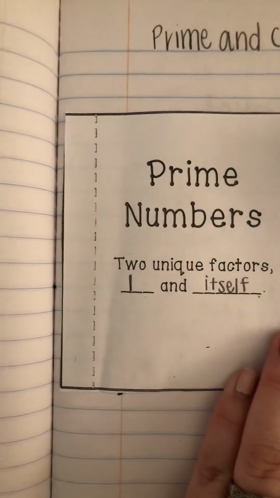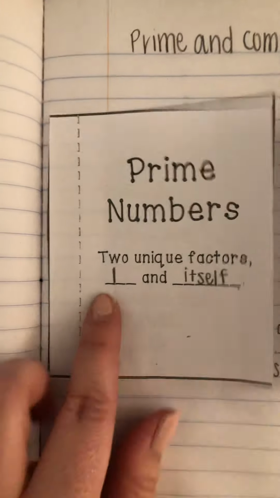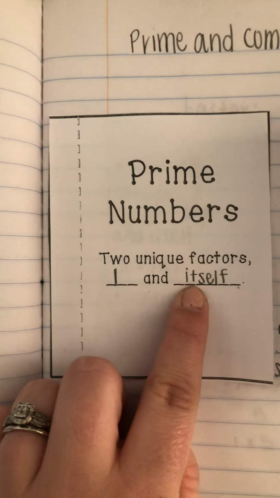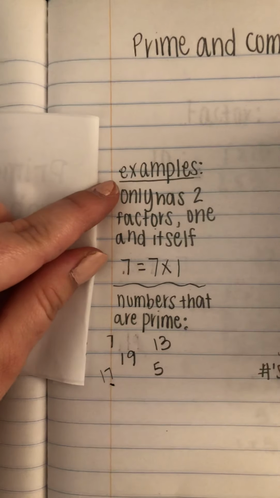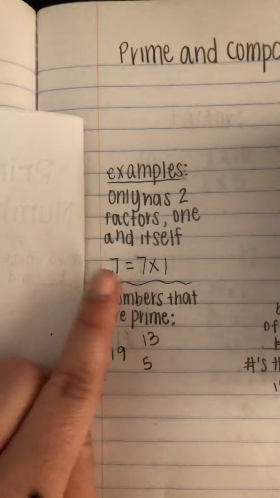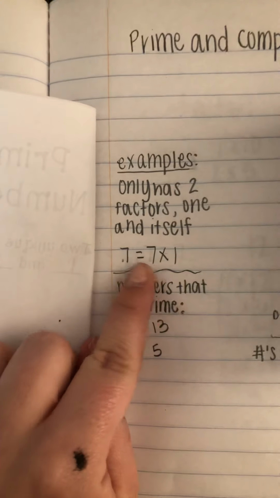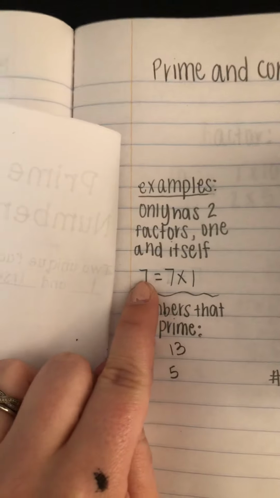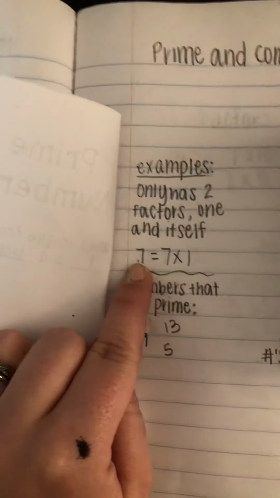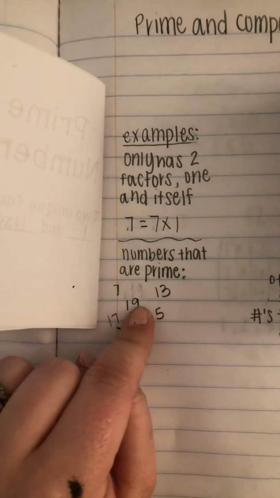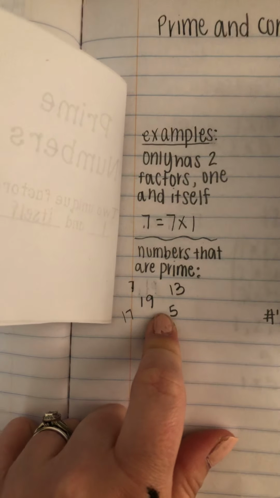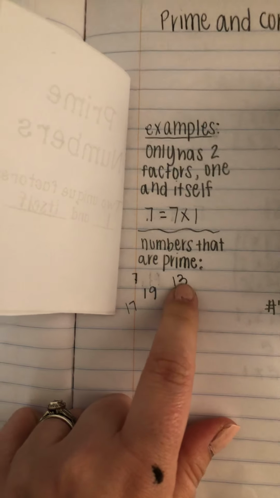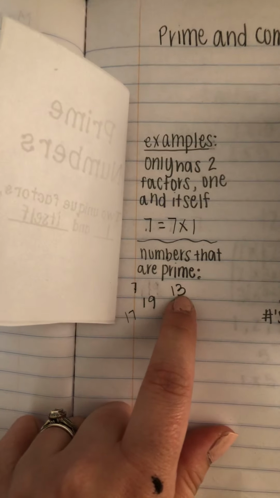So a prime number has 2 unique factors, one and itself, just like we saw with 5. So prime numbers only have 2 factors, one and itself. So 7 is prime because 1 times 7 is 7, but nothing else can multiply to get me to 7. So some numbers that are prime: 7, 17, 19, 13, and 5. Those are some examples of primes because you cannot get anything besides 1 times itself for that.